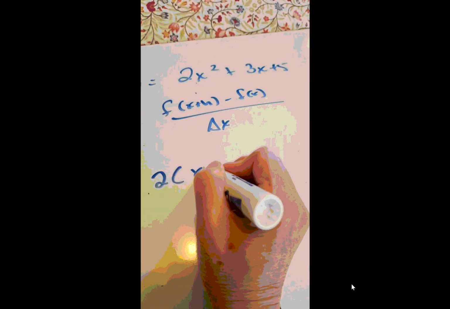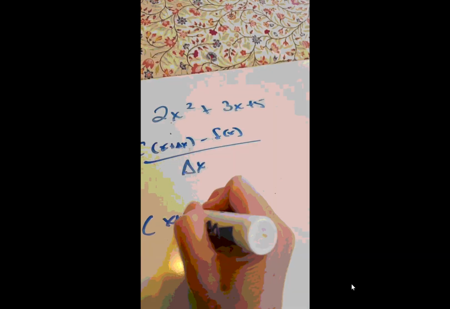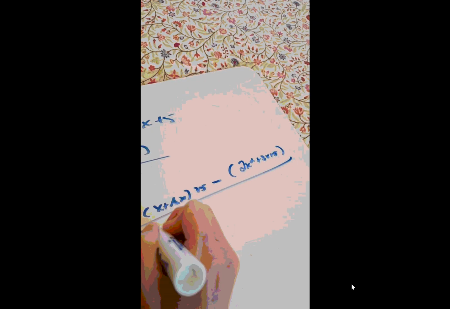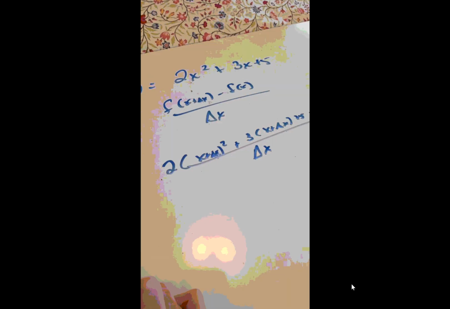So I'm still going to write the limit as delta x approaches 0, and then I would have 2 times x plus delta x squared plus 3 times x plus delta x plus 5, then minus f of x, which is 2x squared plus 3x plus 5, and this is all over delta x.